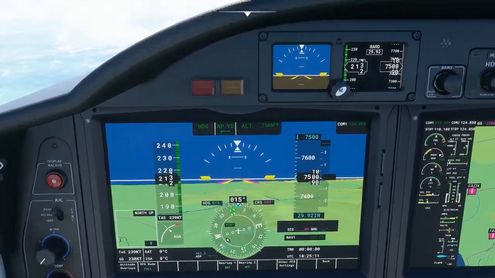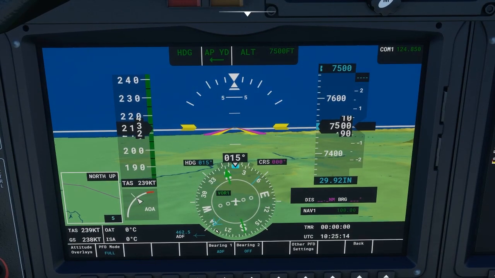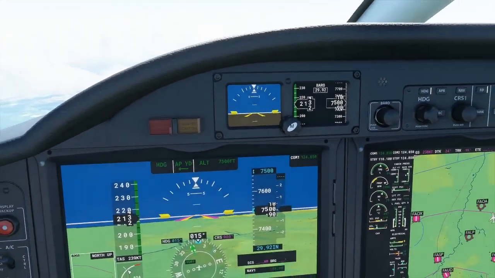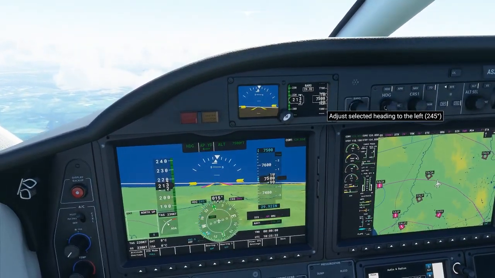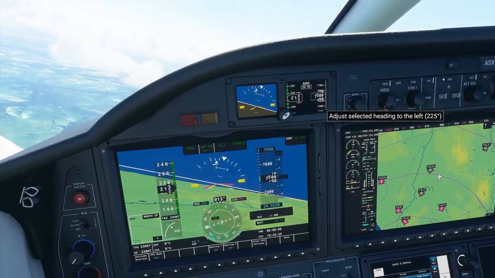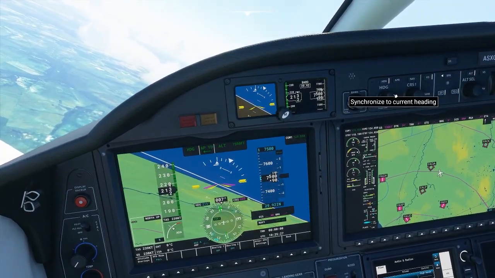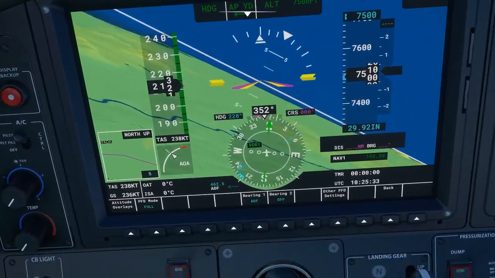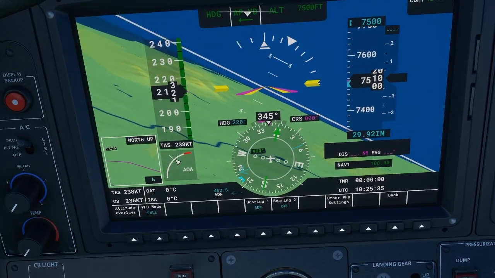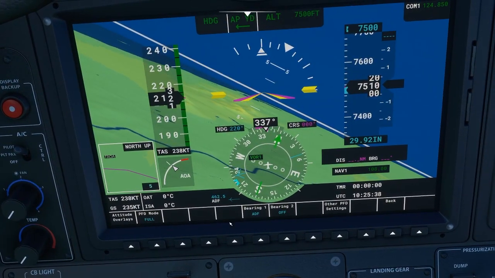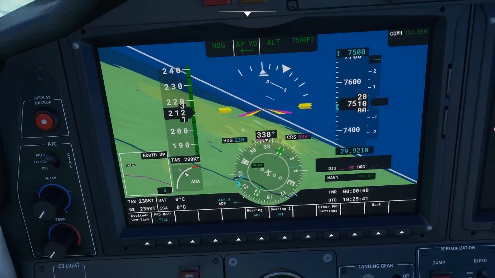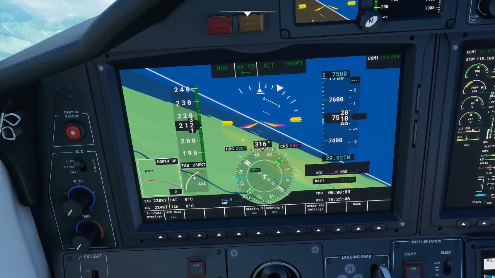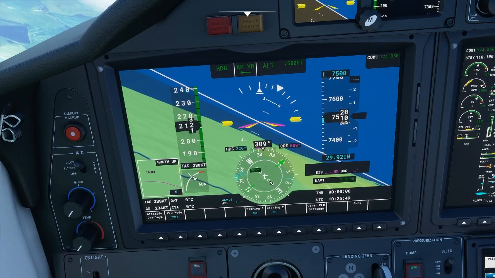If we want to turn towards that, bearing in mind it is slowly going behind us, we probably need to turn to 220, something like that. So let's try that. Right, so as we turn now, you can see the needle's still swinging around. So let's get us pointing directly to the NDB.